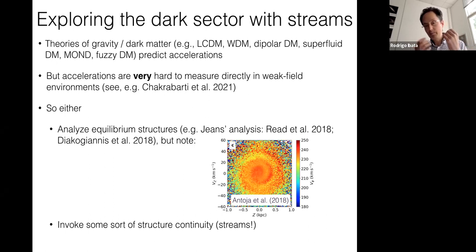So typically what people have done over the years is to implement equilibrium analyses, such as the Jeans equations and so on. This works nicely. For instance, Justin Read and Fivos Diakogiannis and collaborators have made some very powerful pieces of software. But at the same time, we know that the galaxy is not an equilibrium structure. This has been shown very nicely by the phase-space spiral in the local disk. So it would be nice to derive the acceleration field using some other means. And this is really where streams come into their own.